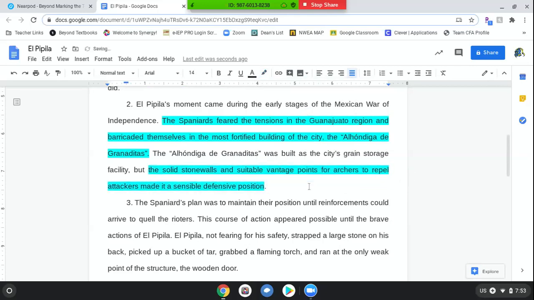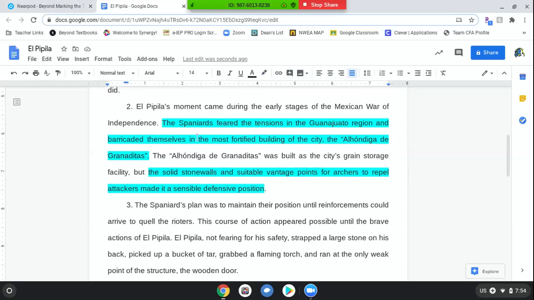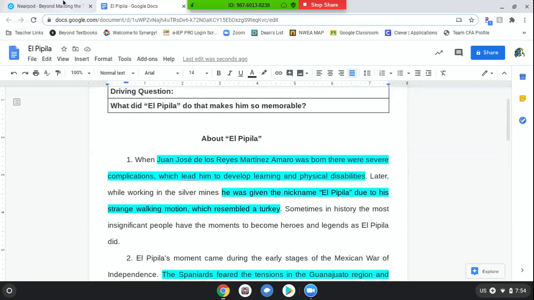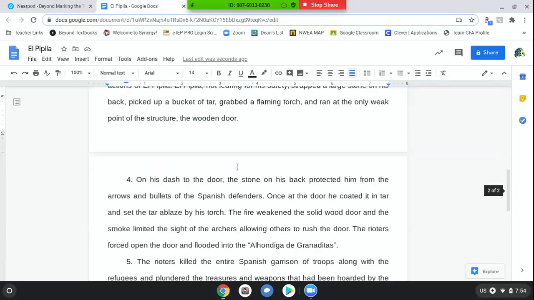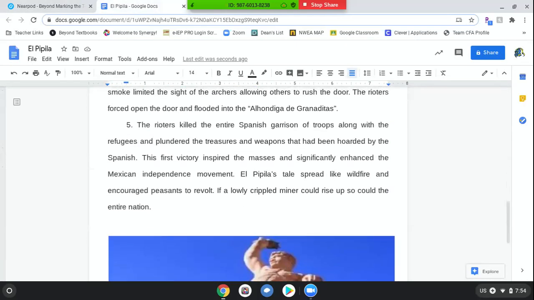So basically, if the paragraph is telling you a what, a why, or a how, it's going to be good to highlight. And anything that El Pipila did is also going to be something we want to highlight. So from this point, you should finish highlighting paragraphs 3, 4, and 5.